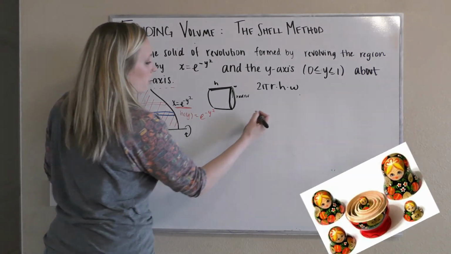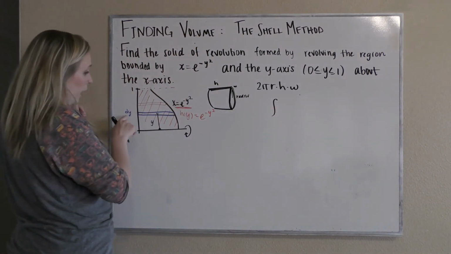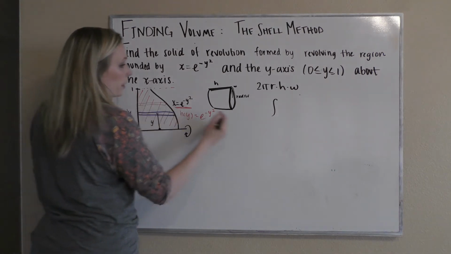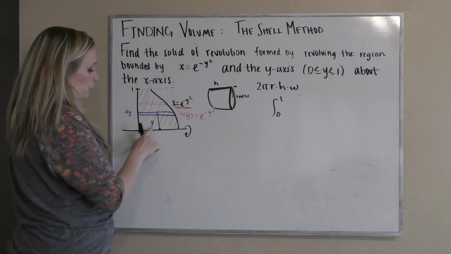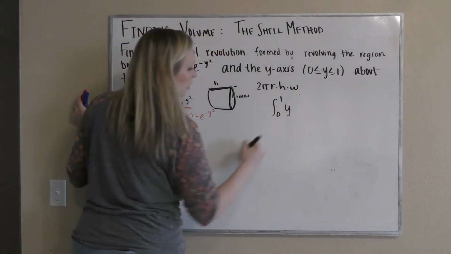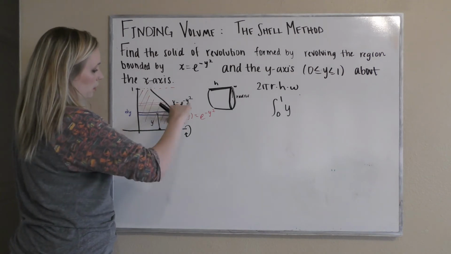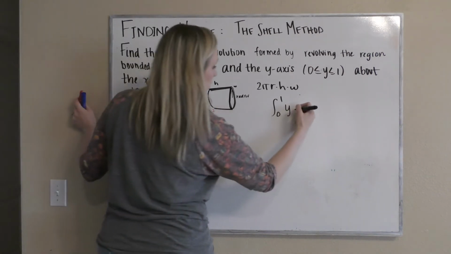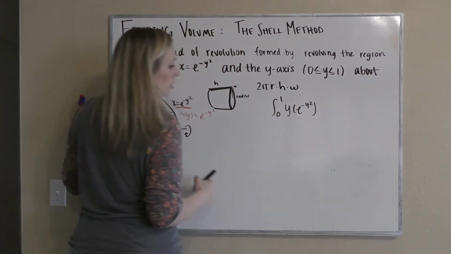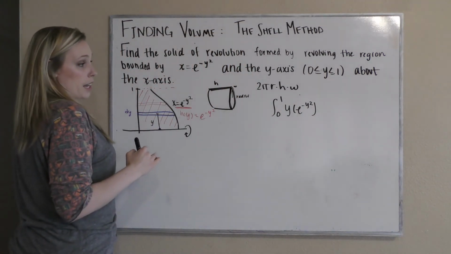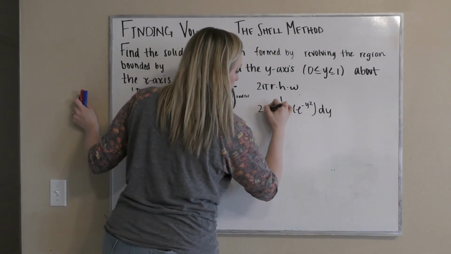We are going to take the integral, and we are differentiating with respect to y because of dy, so from 0 to 1, we need to multiply our radius, which is y, times our height, which is e to the negative y squared, times the width, which is dy, and then don't forget to multiply by 2 pi.